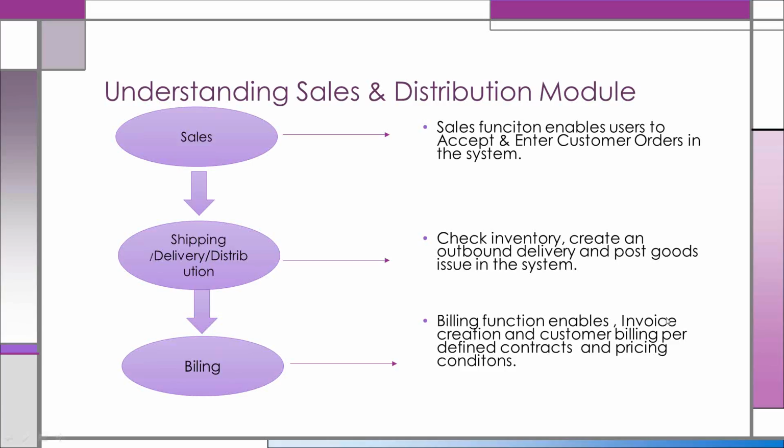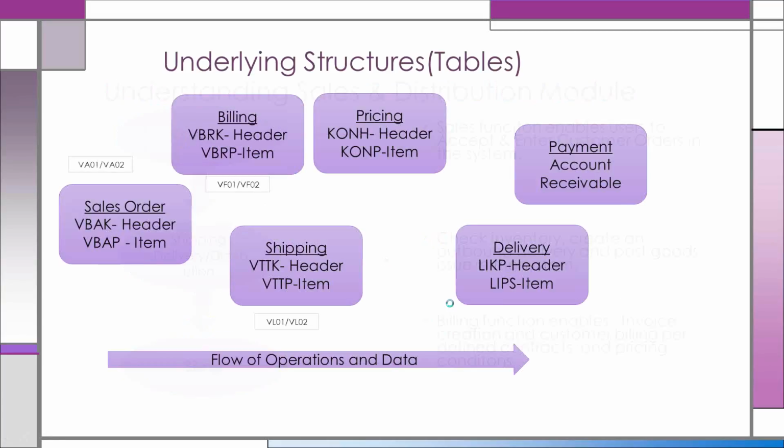The billing function basically enables invoice creation and customer billing, right? Every customer will have a contract. For example, some customer will sign up a contract that we will buy the product from you for another 6 months if you give us some discount, right? Like that, the pricing condition differs from customer to customer. So this is just a simple understanding of the flow of sales and distribution. If you understand this, then we will go to the underlying structures.